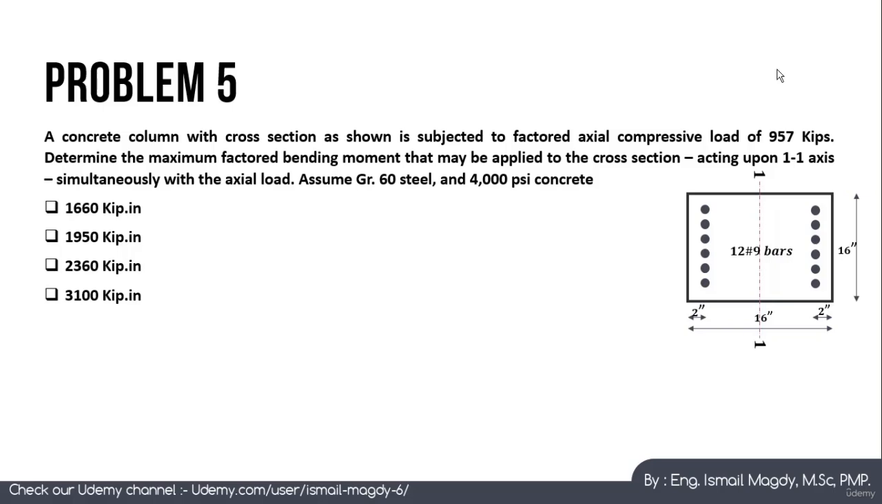So let's check this problem here. We have this concrete column shown here with width of 16 inches and length of 20 inches and cover of 2 inches from each side. The column is reinforced by 12 number 9 bars, and the grade of the steel is 60 and the strength of the concrete is 4000 psi.